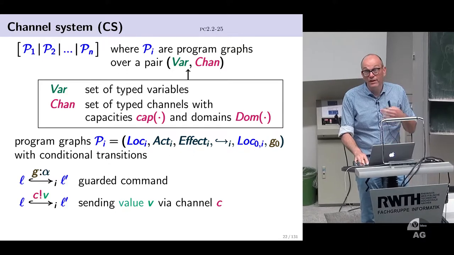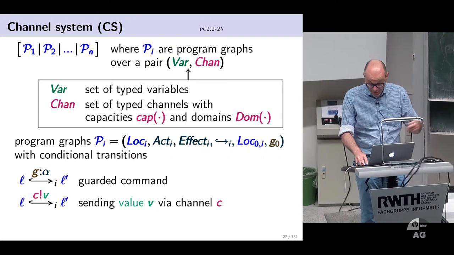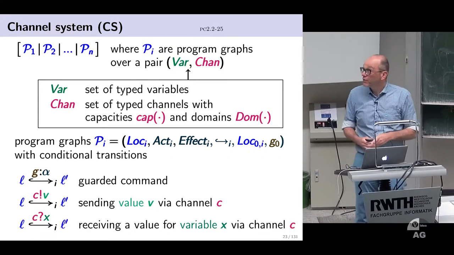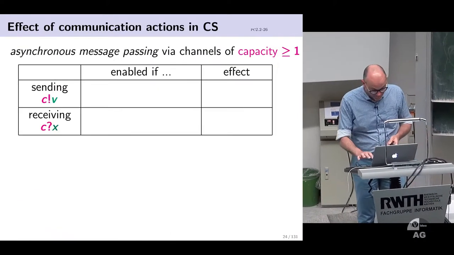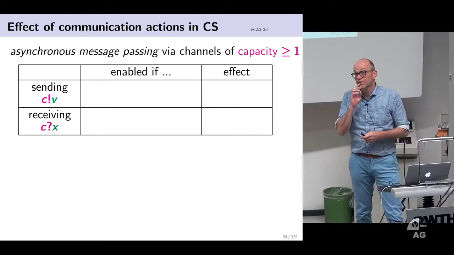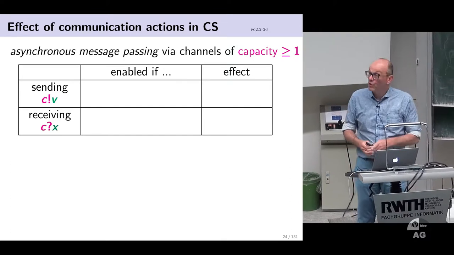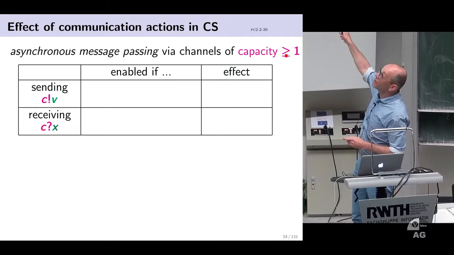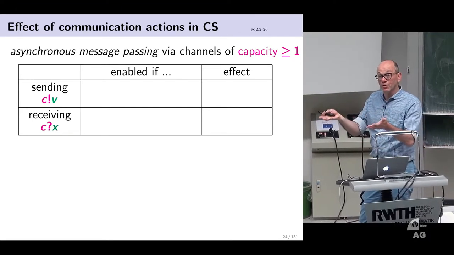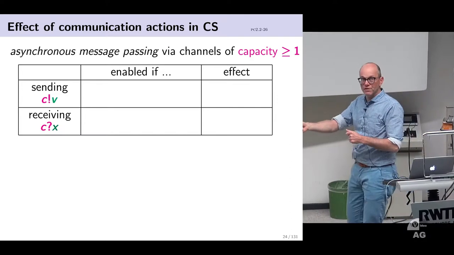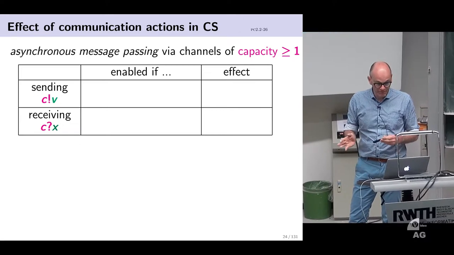Of course, this is assuming that C now is a channel where PI is able to send a message to, and you can receive a value, which is indicated by this question mark X. Good. So let us describe a little bit more in detail what this channel system exactly does. I'm going to consider here first the capacity is positive. That means this is really the kind of mailbox. Someone puts something in the mailbox, and a process somewhat later retrieves the message from the mailbox.